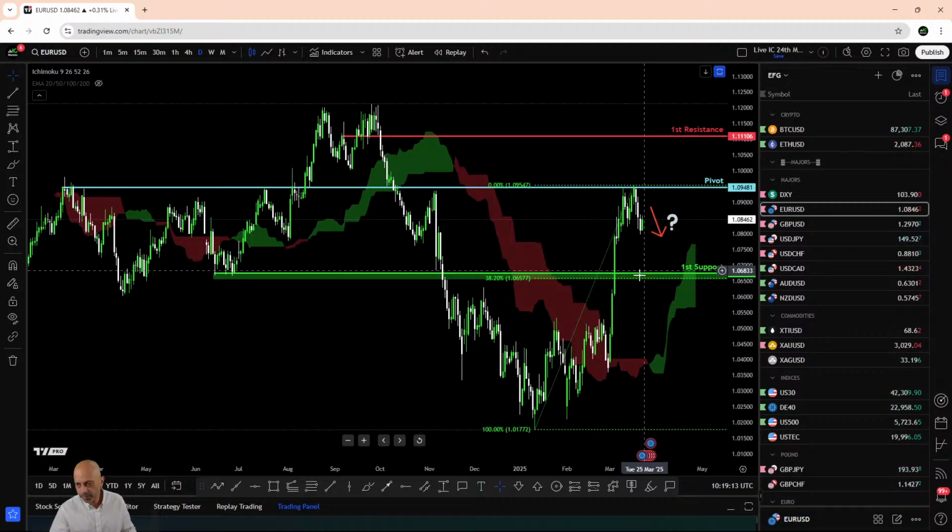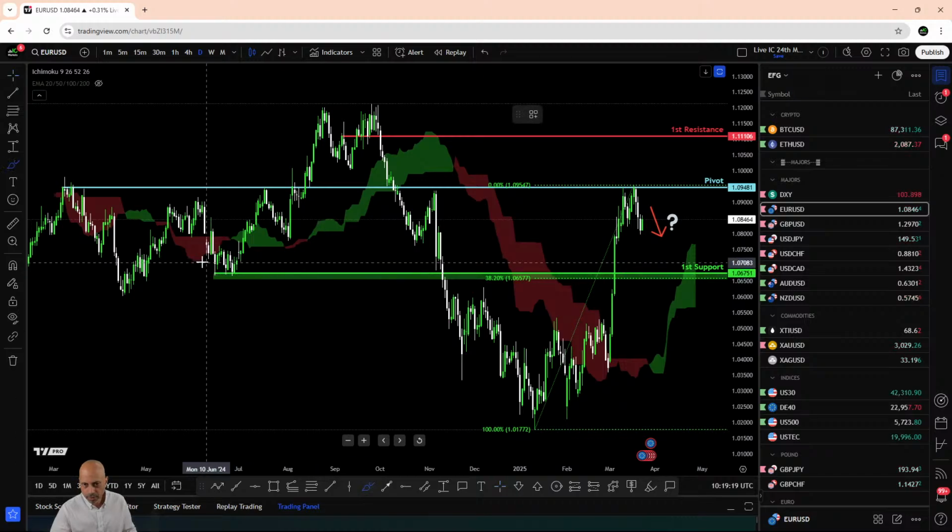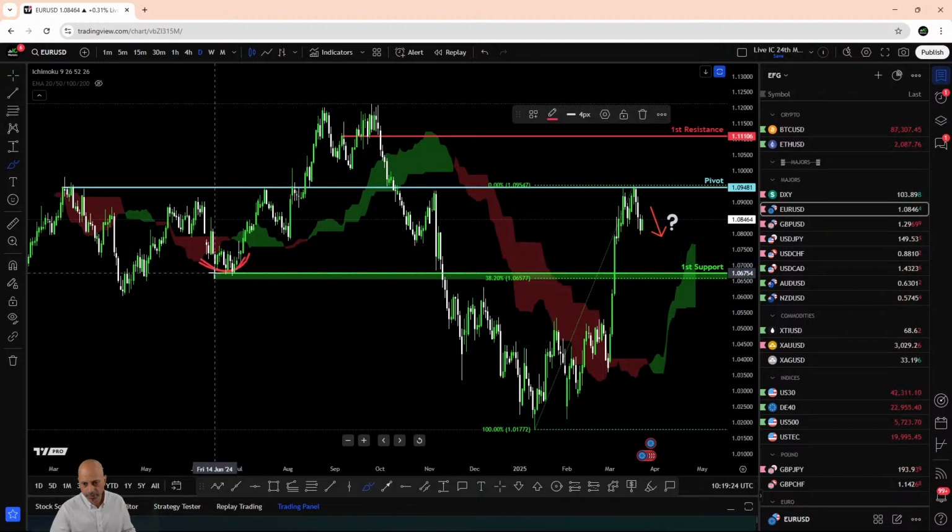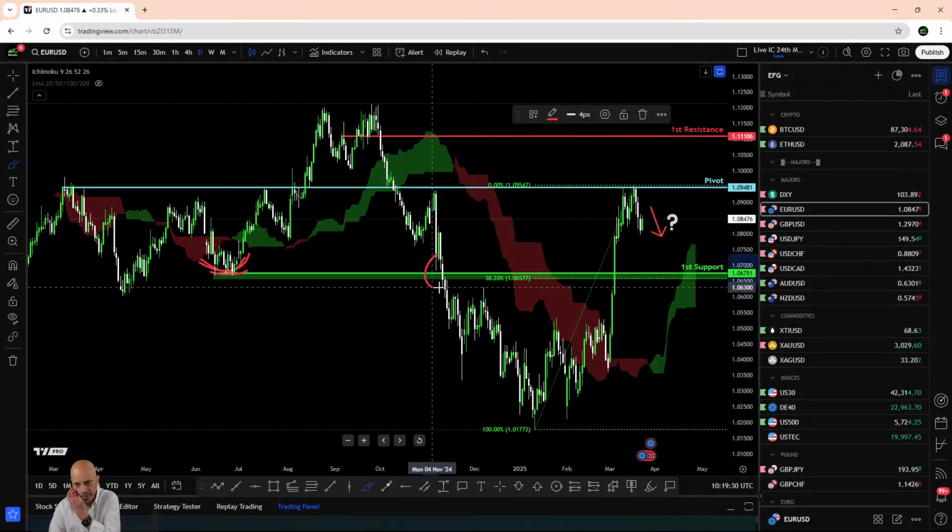And the first support on a daily time frame for the euro comes in at 1.0675. And we see a nice swing low being formed here, a very nice trough being formed between 14th of June till the 28th of June for a period of nearly 10 trading days or so. And then finding support here once more on 6th of November and then again on 8th of November.